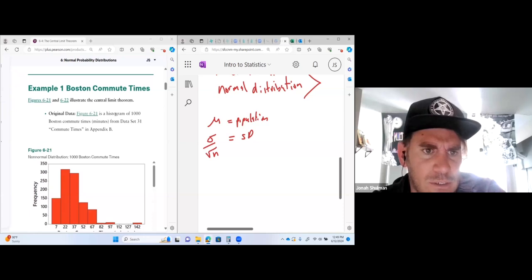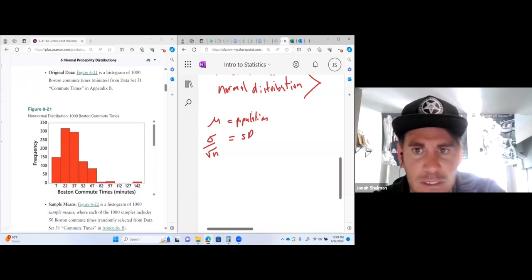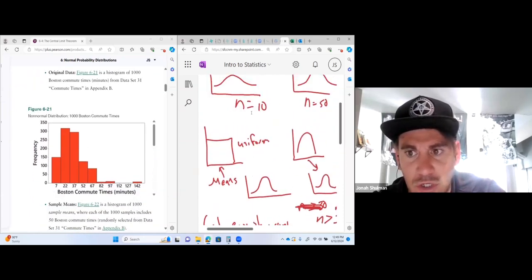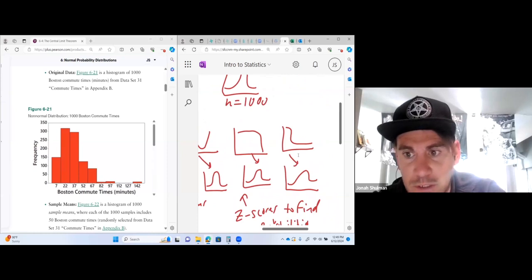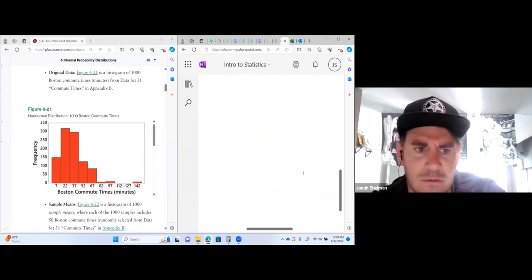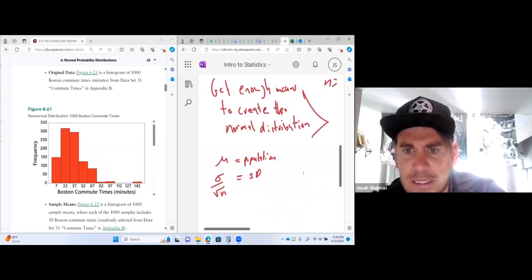These are the two things we're going to need. So our original data is here. These are our commute times. Is this a normal distribution? No, it looks like this one, but we can make it into this. So let's get after it.